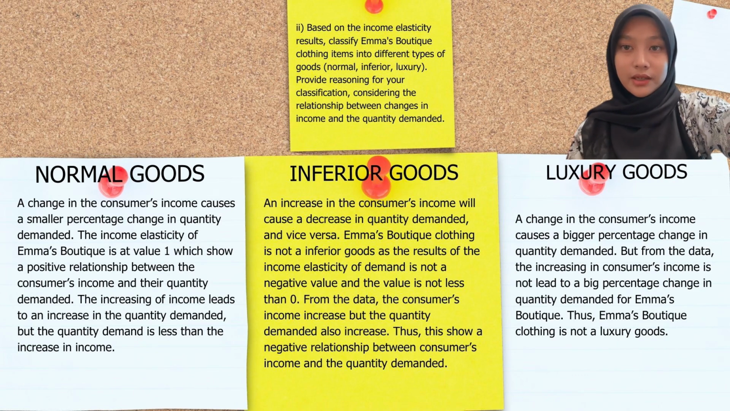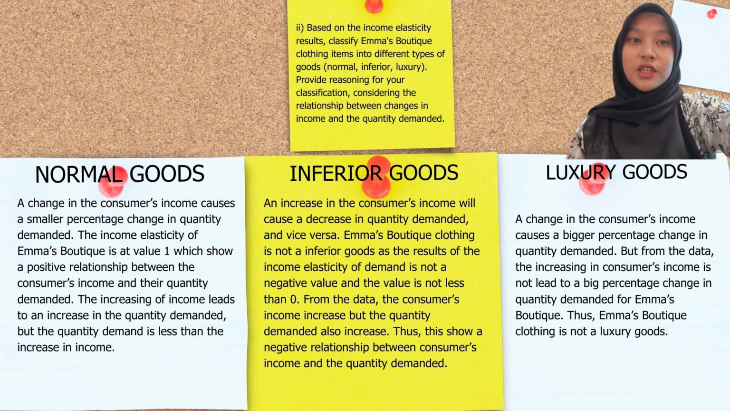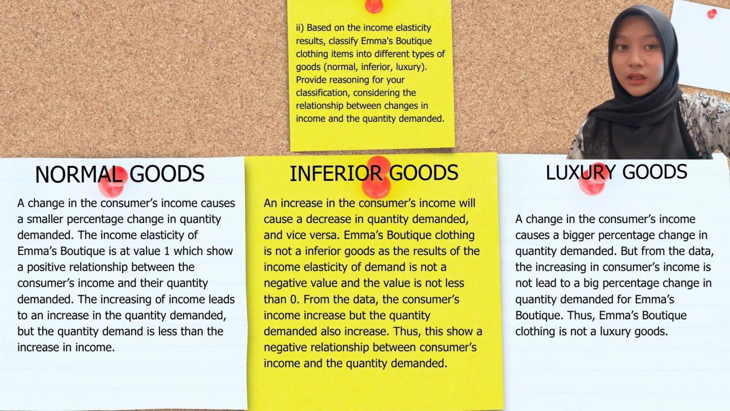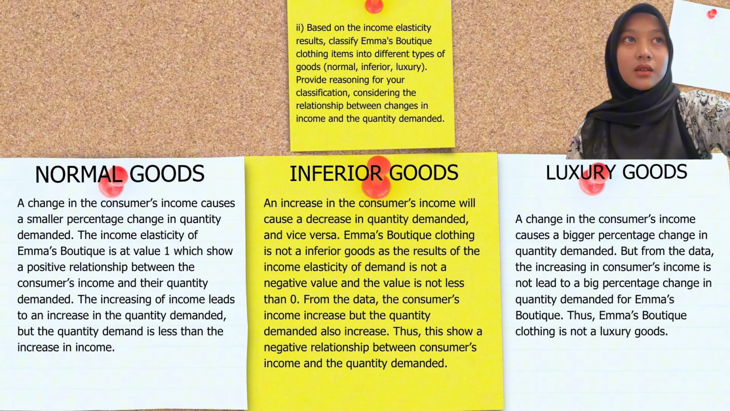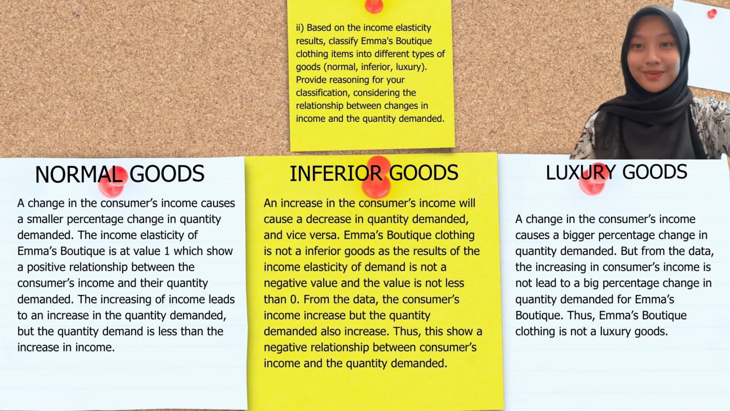Moving to the luxury goods. A change in the consumer's income causes a bigger percentage change in quantity demanded. But from the data, the increase in consumer income is not linked to a big percentage change in quantity demanded for Emma's boutique. Thus, Emma's boutique clothing is not a luxury good. An example of a luxury good is a luxury vehicle.